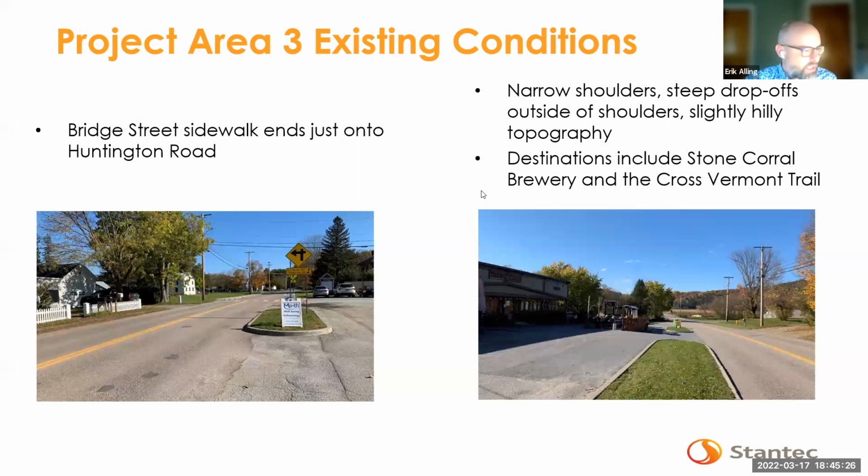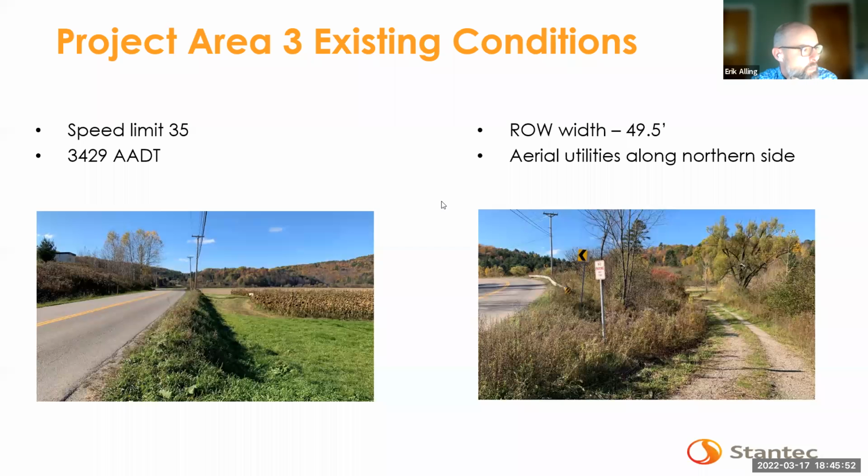So in terms of existing conditions, we've got that existing sidewalk, which you can just see here, ends right at the Stone Corral Brewery. Narrow shoulders, very steep drop off, not as high as along Jericho Road, but just as steep. Pretty hilly and curvy topology for the road. Destinations include the brewery and the trailhead. Speed limit is 35, about 3,400 vehicles a day travel through here. Same 3-rod right-of-way as the other 2 roads. And there are aerial utilities along the northern side, which is the side we are looking at.